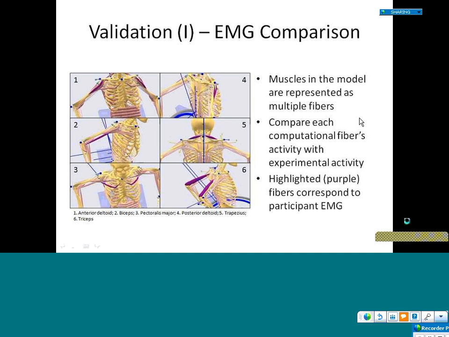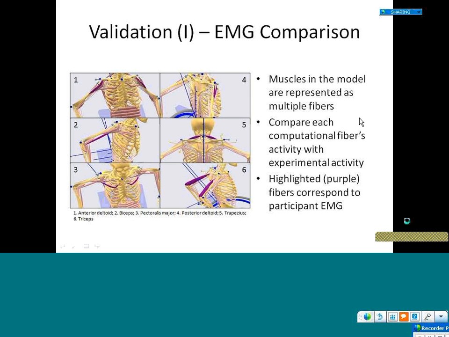So quickly I want to tell you that for those that may not know, the muscles in the model are represented as multiple fibers. So for example, the anterior deltoid is represented by 6 muscle fibers. So my first step was to find which part of the muscle my surface electrode was collecting data from. Obviously, different parts of the muscle may have different activities throughout propulsion. So I then compare each computational fiber's activity with the experimental activity.